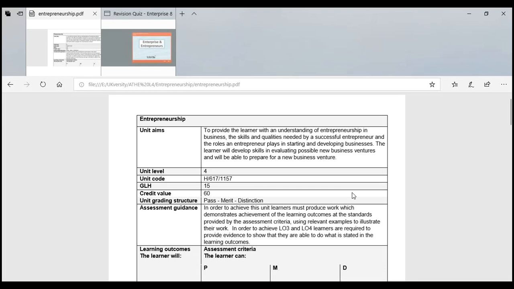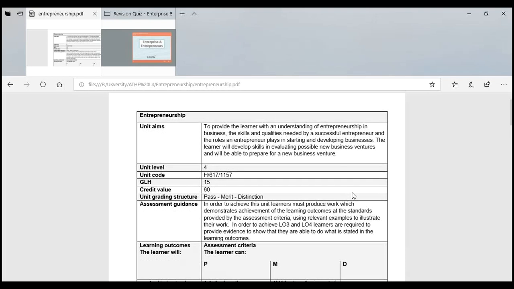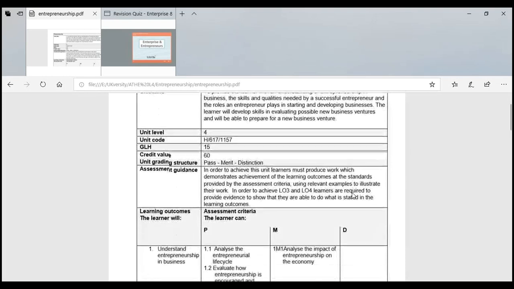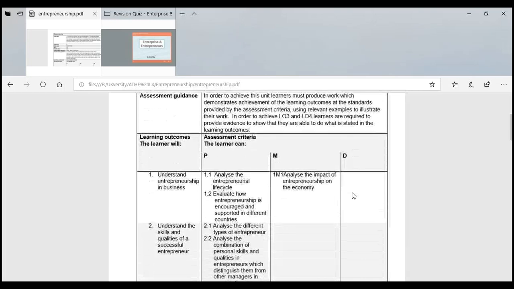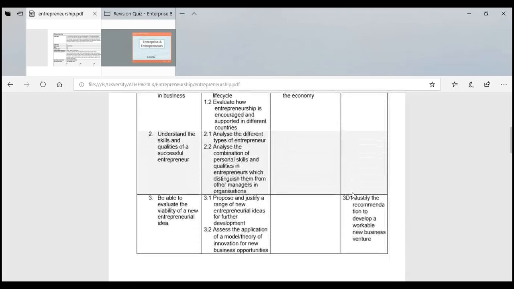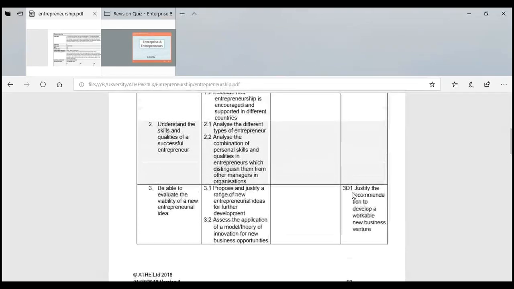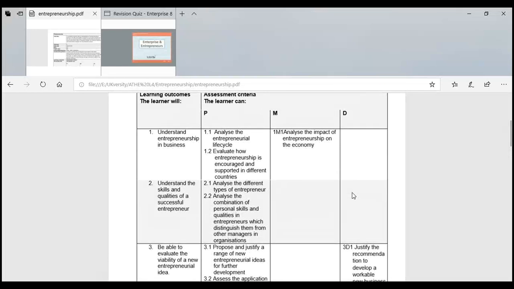what sort of skills and qualities are needed by a successful entrepreneur. If you want to be a business person, you want to be your own boss, what sort of key skills are required to be successful. All this will be in this module, and we have 3 learning outcomes.